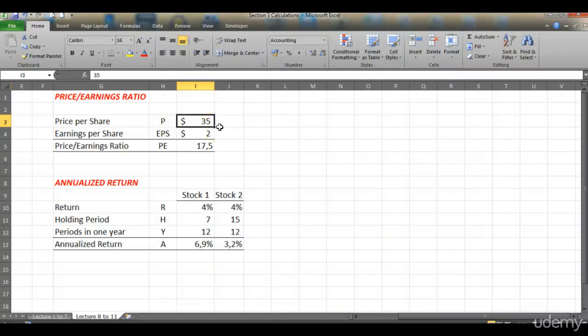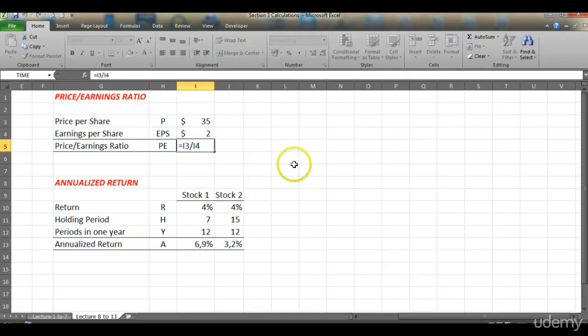Enter the price per share $35, earnings per share $2, and here is the formula: price per share divided by earnings per share, and it gives you 17.5 price per earnings ratio.